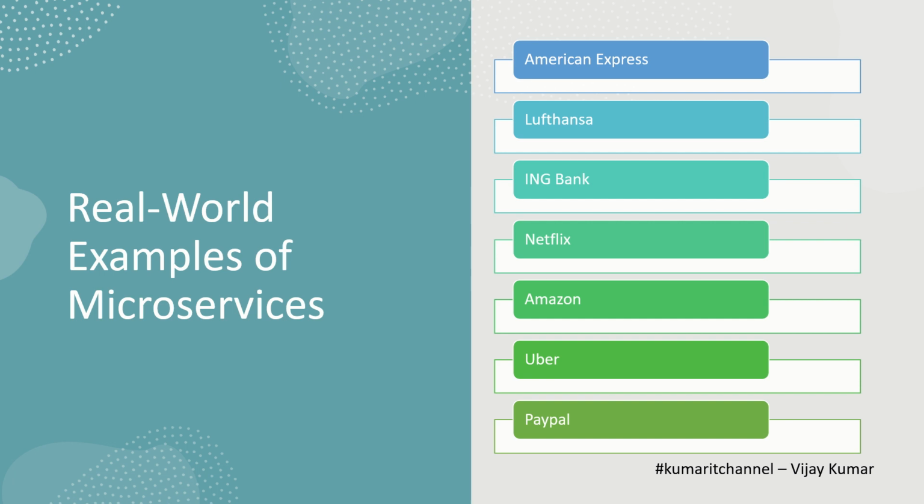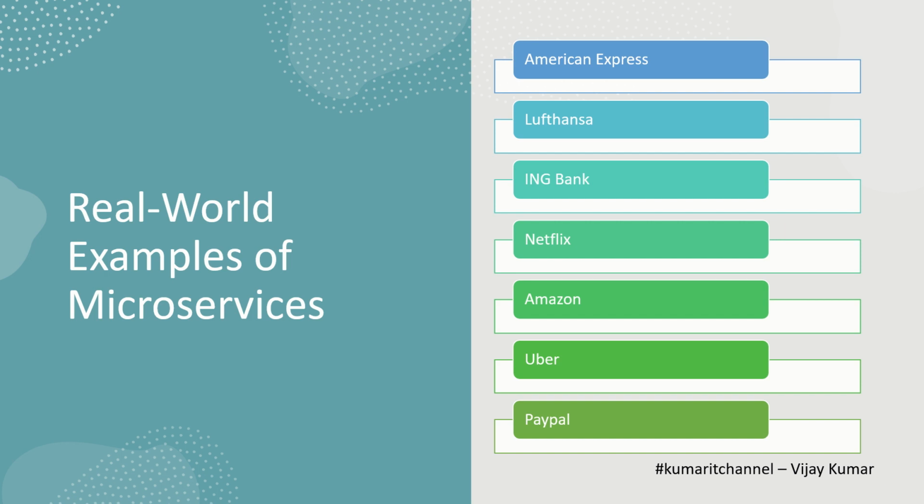And ING Bank is also using microservices to improve its banking system, including its mobile app and online banking platform. So here also the same approach. They have broken down their monolithic system into smaller and more focused services. And the outcome was improved user experience, reduced cost, and improved agility.